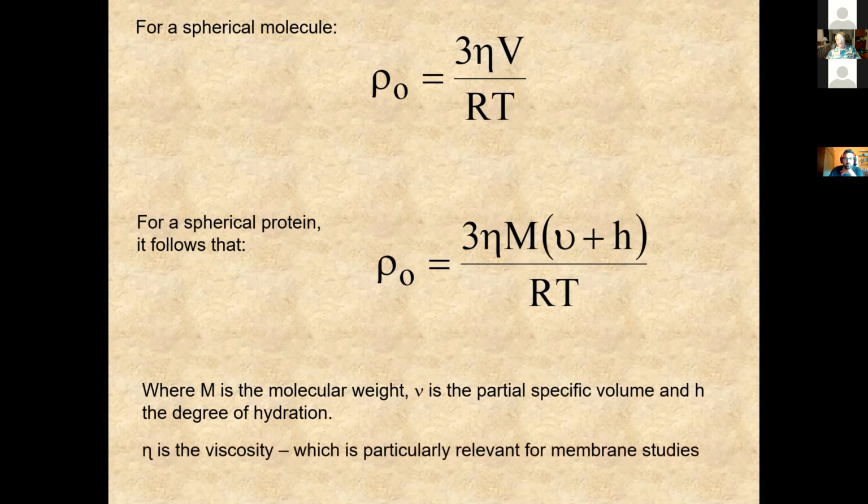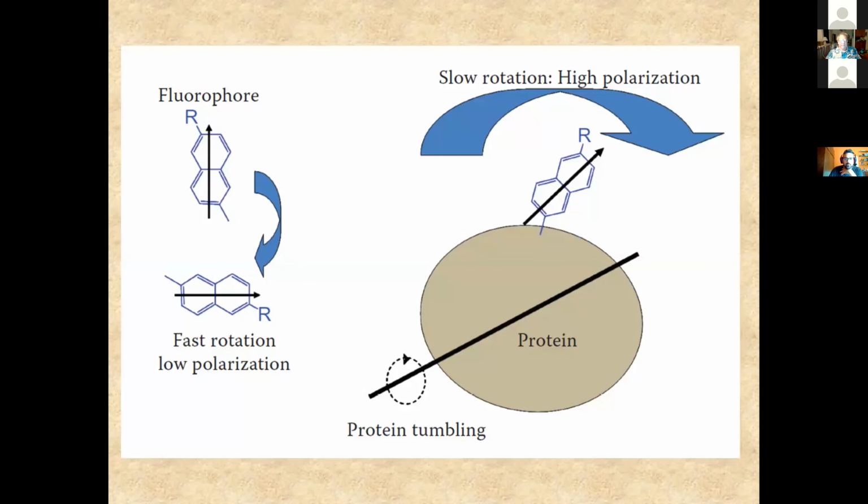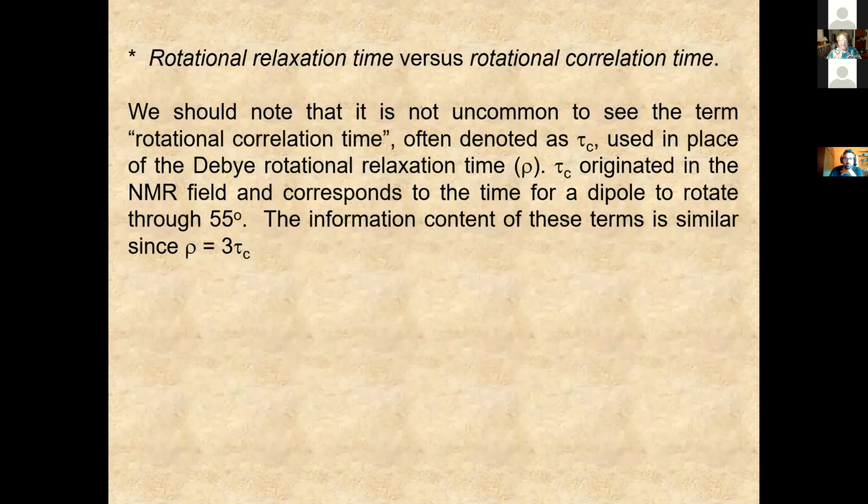But it's also important for us to know that eta is the viscosity. So yes, the more viscous the surroundings are, the slower the rotation. And that's relevant for membrane studies, as we'll see later. So if a fluorophore is free in solution, it could have a fast rotation, which would give a low polarization. If it's bound to a protein, for example, a macromolecule, it could have a slow rotation because of the slow tumbling of the protein, and a high polarization.